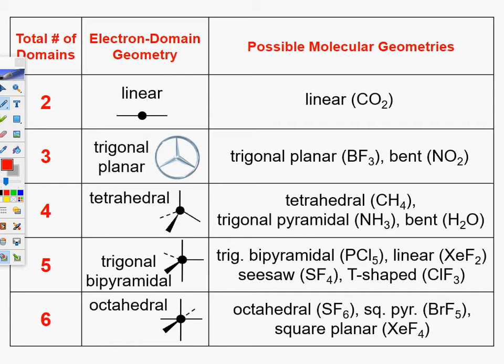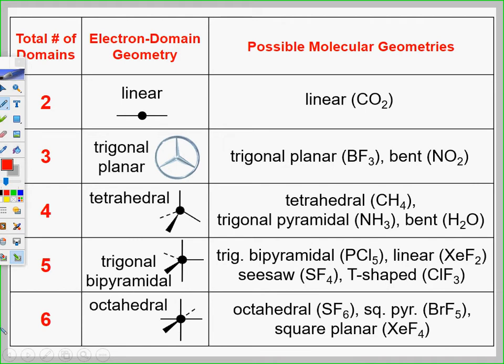A trigonal planar boron trifluoride, a bent nitrogen dioxide, a tetrahedral methane, trigonal pyramidal ammonia, which you already told me. And then we have water. So water, some of you have been cringing probably every time we said that the angle is 109.5. It's not 109.5. Somebody tell me what they think it is. It's not 107.